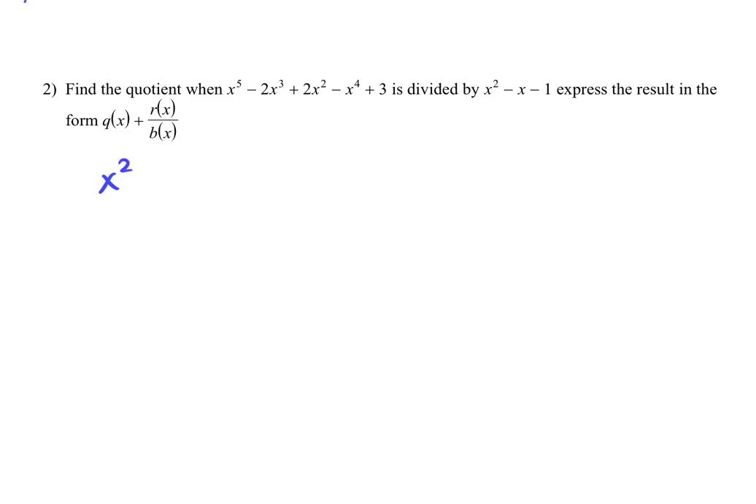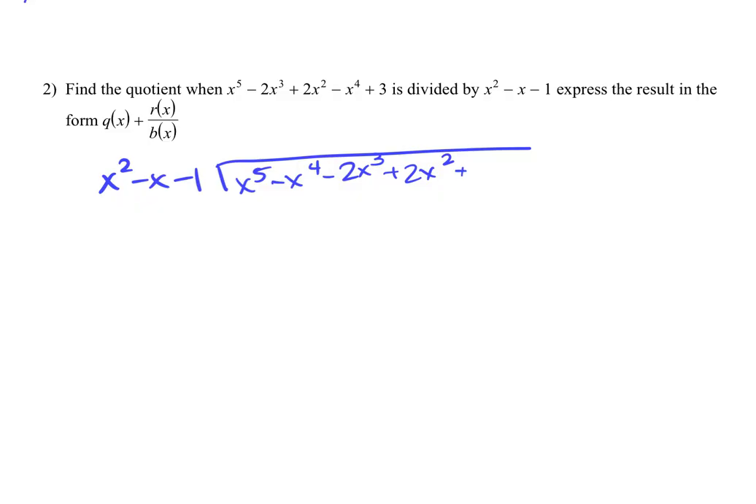Minus x minus 1. Okay, and when we put this down, x to the 5th, there's no x to the 4th. Oh, there it is, minus x to the 4th minus 2x cubed plus 2x squared. There's no x, so I have to put 0x and then the 3. Okay, so I did 5, 4, 3, 2, no 1. So I put that one here, and then there we go.